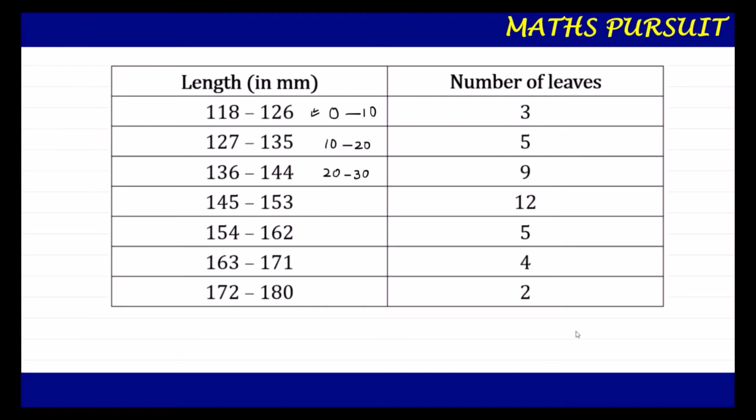Now what we are going to do is convert this data into a continuous series or continuous classes. Once we convert the data into continuous classes, only then will we be able to find the median length of the given leaves. Now, what do we need to do in order to convert the data into a continuous series?